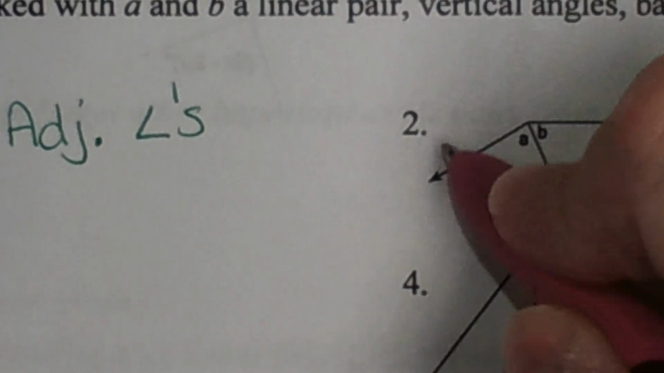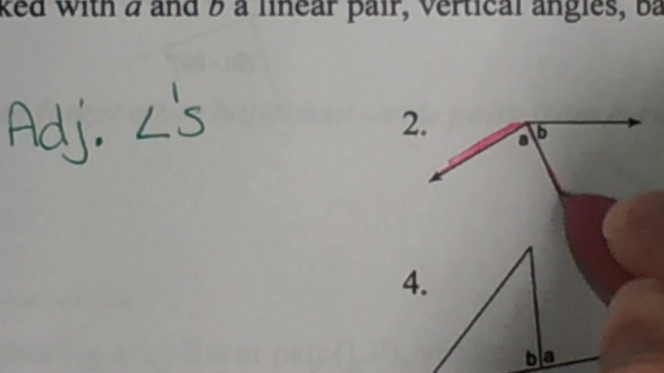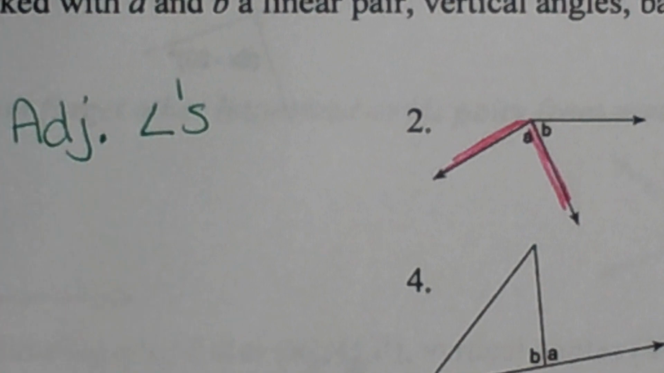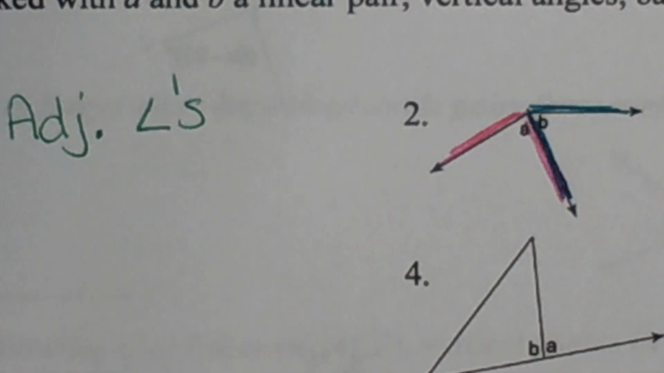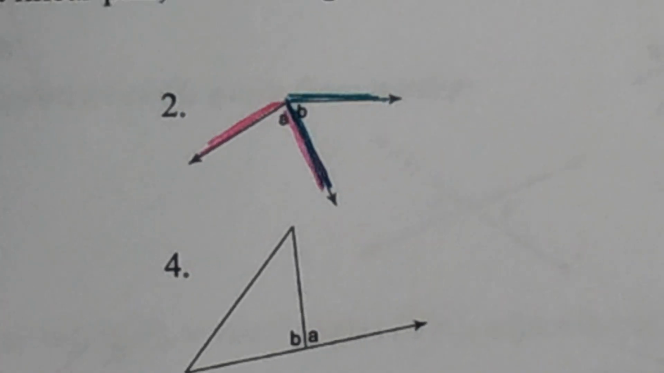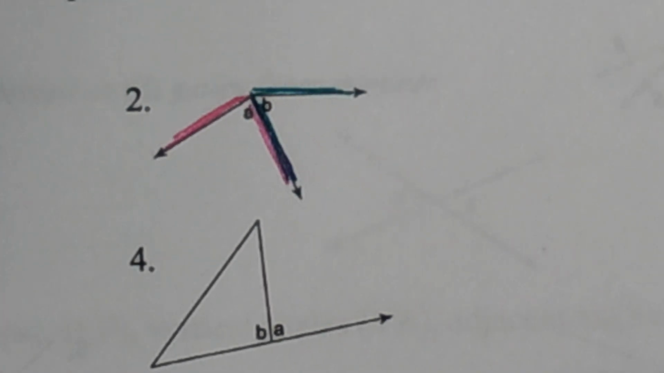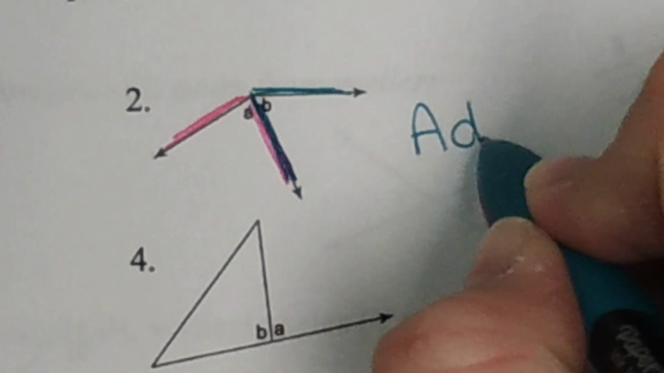Problem 2. Here's angle A. Here's angle B. Are they right next to one another sharing a middle ray again? Yes. Are they forming a straight line when they do it? No, which makes them what kind of angle pair? Adjacent again.